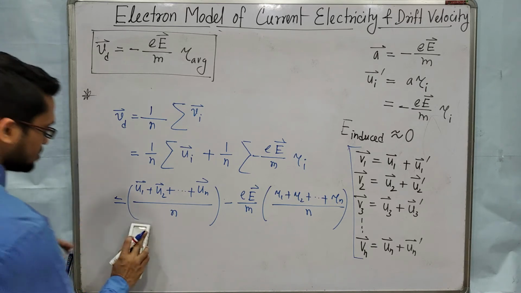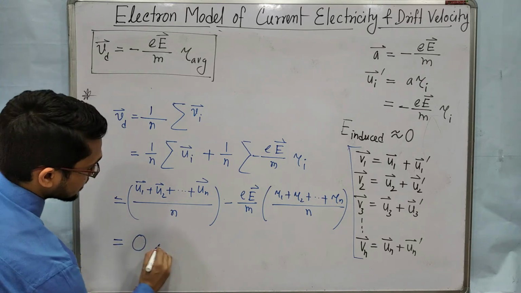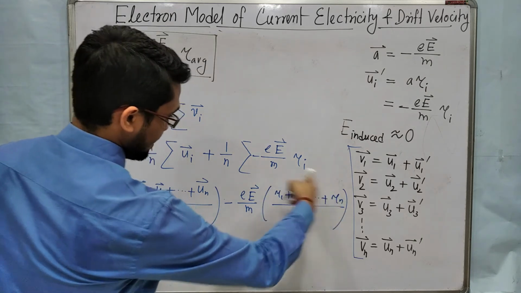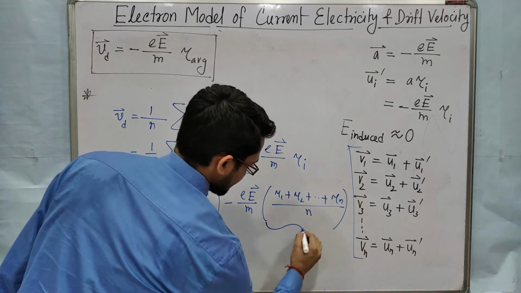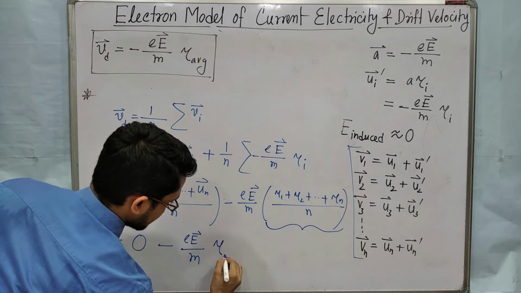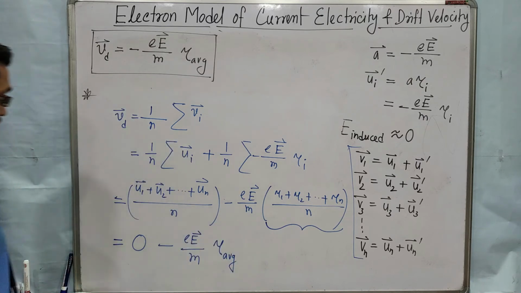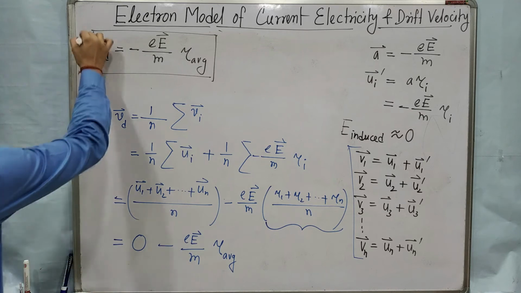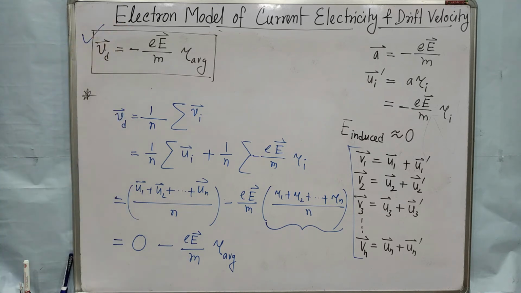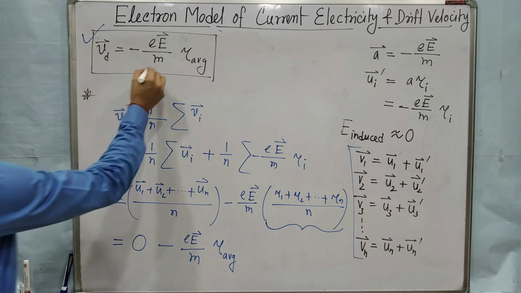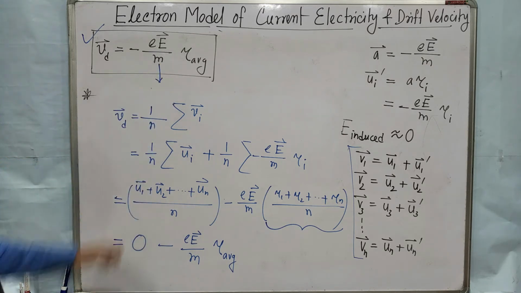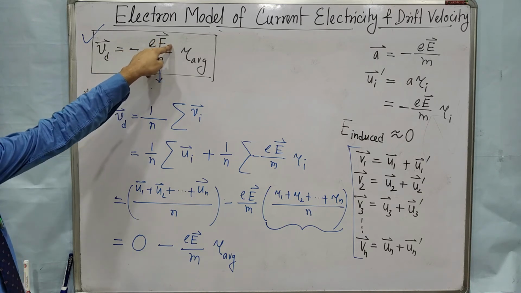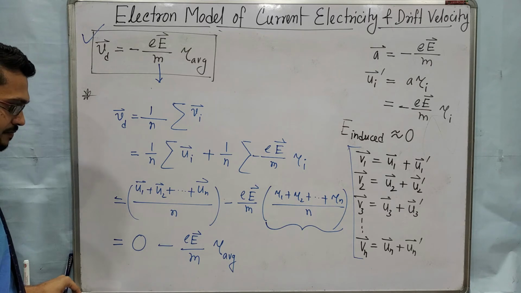Average thermal velocity will be 0, so this quantity will be 0, then minus E by m into this quantity, which is the average relaxation time, tau average. So Vd equal to minus E by m into tau average. This m was the mass of electrons, small e is the charge of electrons, and this E is the external electric field.